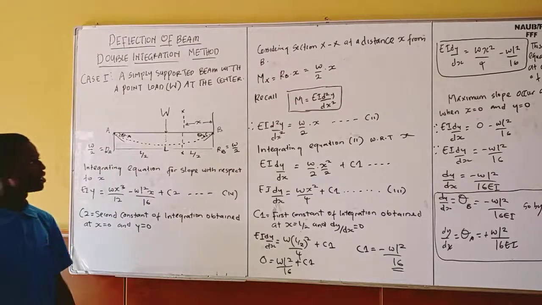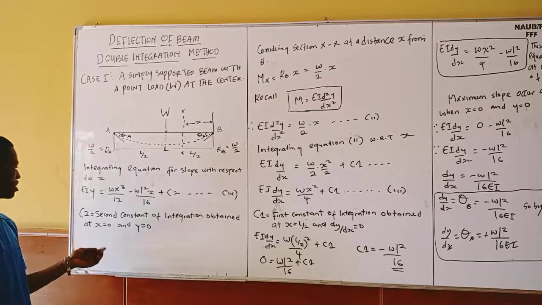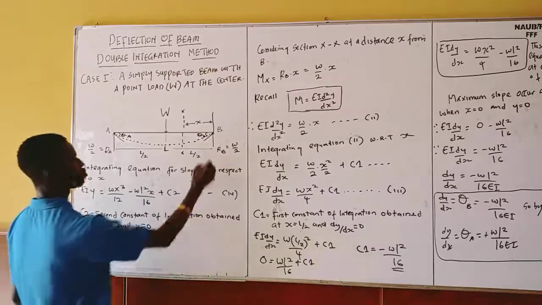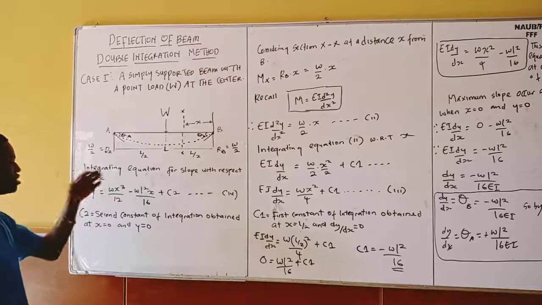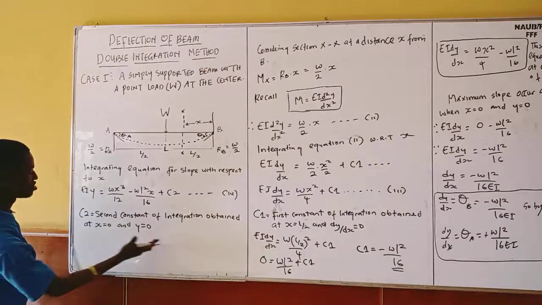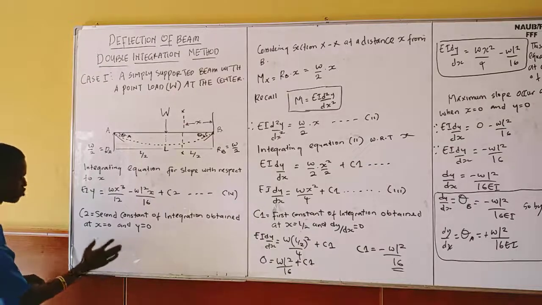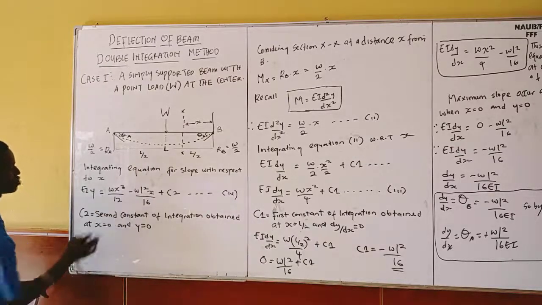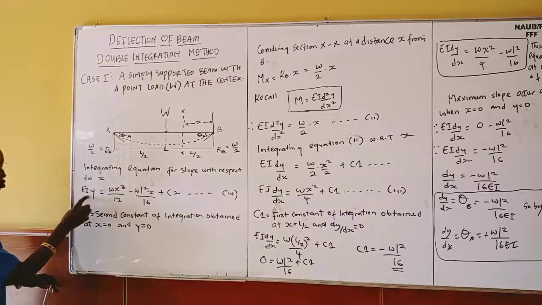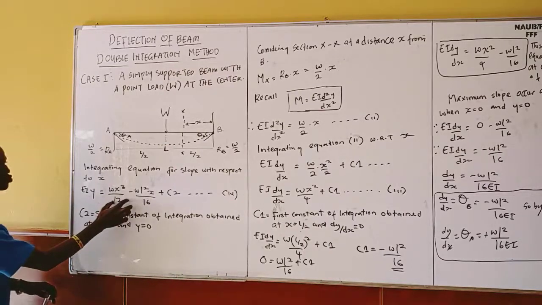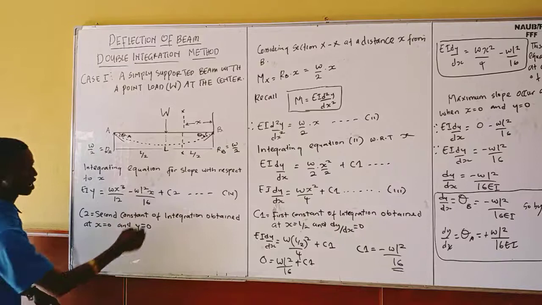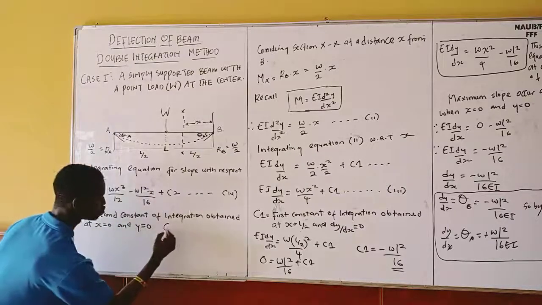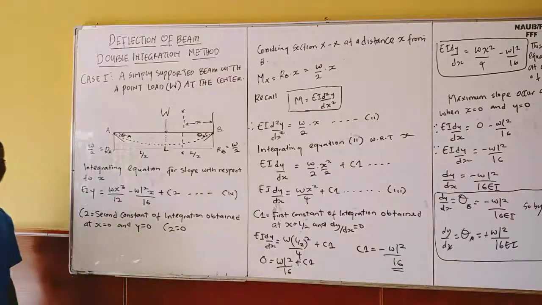The value of my c2, the second constant of integration, is obtained at x equal to 0, y equal to 0. So my c2 is obtained at this point, either A or B. You understand? At this point, x equal to 0, then y equal to 0. So if I substitute x equal to 0 and y equal to 0 into this equation, here I'm going to have 0 because y is equal to 0. Here I'm going to have 0 because x is equal to 0. Then here I'm going to have 0 because x equal to 0. So I'm left with C2. Definitely C2 will be equal to 0. I hope you understand.